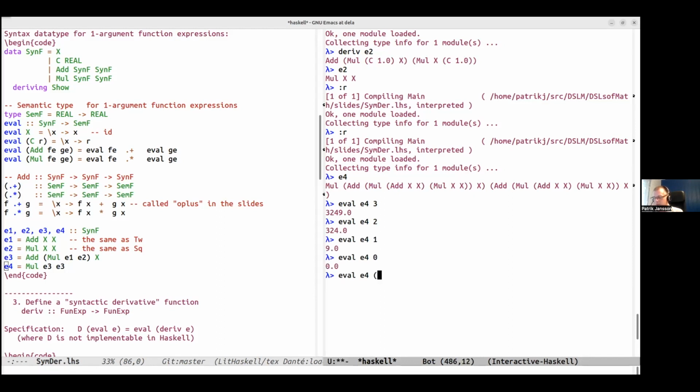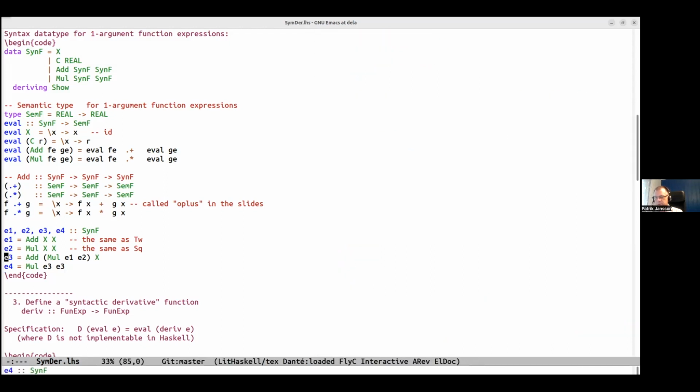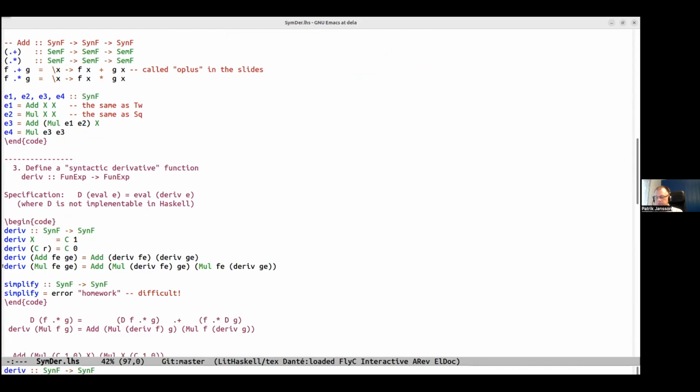It's a polynomial actually, and we can also compute the derivative of E4. It's not a very readable expression. This is where you really would like the simplifier to kick in, but it takes almost no time. You can add the simplifier later, and it shows what kind of things you can do when you have a domain-specific language with a syntax, an evaluator, and the semantics. And then suddenly you can start doing symbolic computations, such as computing derivatives.